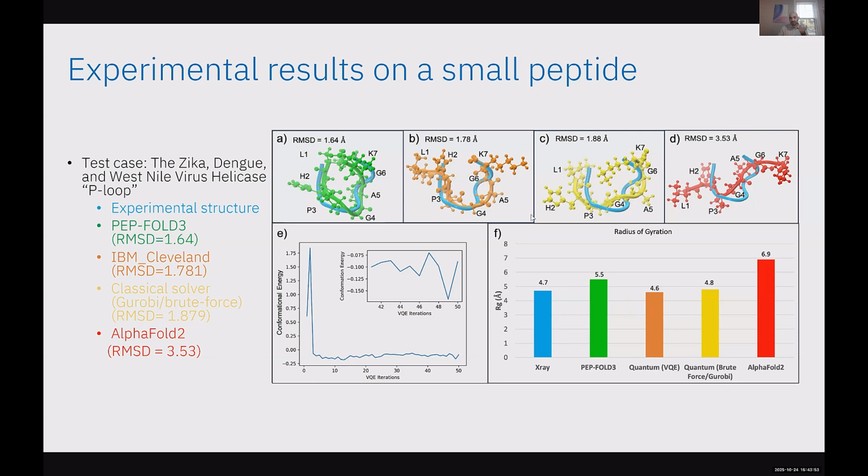And we got really good results from the quantum computer, definitely much better than AlphaFold 2, but again, this is a small peptide, so take it with a grain of salt. So that was our first attempt, our first analysis, looking into the field and running these things on an actual quantum computer.